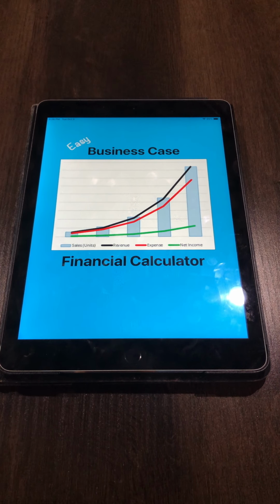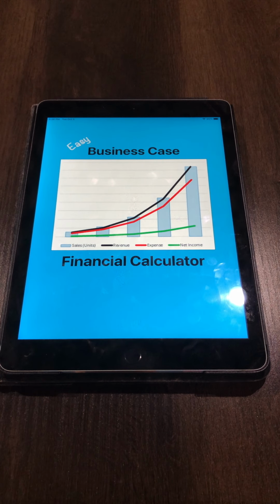Hi, we're here today to demonstrate how easy and powerful the Easy Business Case Financial Calculator can be for your business plan. A little note before we get started: this is a cash accounting model, and if you have significant accruals or time periods between recognition of revenue and the receipt of that revenue, or payment of expenses and the recognition of those expenses, then this is probably not the right tool. If you don't know exactly what I'm talking about, then this tool is probably okay for you.